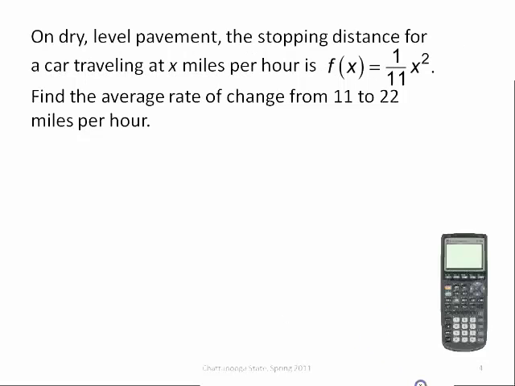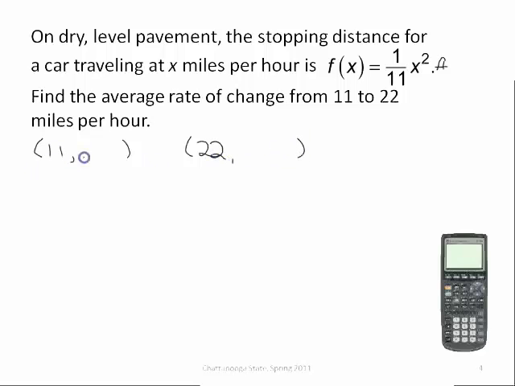Now here's an application where we're finding an average rate of change. On dry level pavement, the stopping distance for a car traveling at x miles per hour is 1 over 11 x squared. Okay, now that distance is in feet. So let me put that in here, feet. Find the average rate of change from 11 to 22 miles per hour. So my x values I'm going to use are 11 and 22.